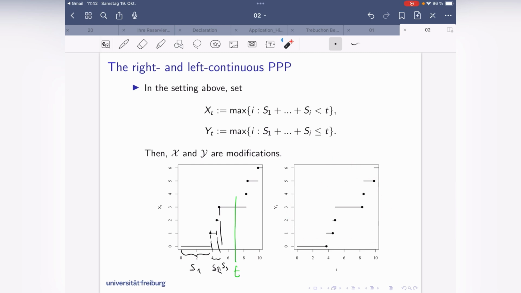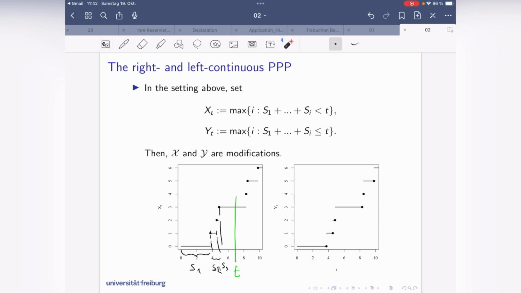But I'm only going to say here that the two processes, the left continuous Poisson process, this one here, and the right continuous Poisson process, they are modifications. Because if I fix some t, the probability that you hit an event here is 0, which means that the probability that the right continuous and left continuous Poisson processes are the same is 1, and that means they're modifications.